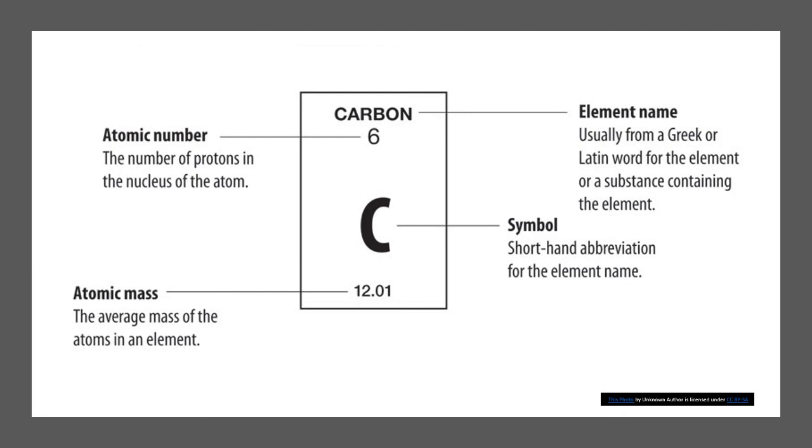You find the element name. You find the atomic number, which tells you the number of protons in the nucleus of the atom. If the atom is stable, that is also the number of electrons. It is not always the number of neutrons. To calculate the number of neutrons, you take the atomic mass, which is shown right there, 12.01, which is the average mass of the atoms in an element, measured in AMU, and you subtract the number of protons, or the atomic number, and you get the number of neutrons. And here you have the symbol.